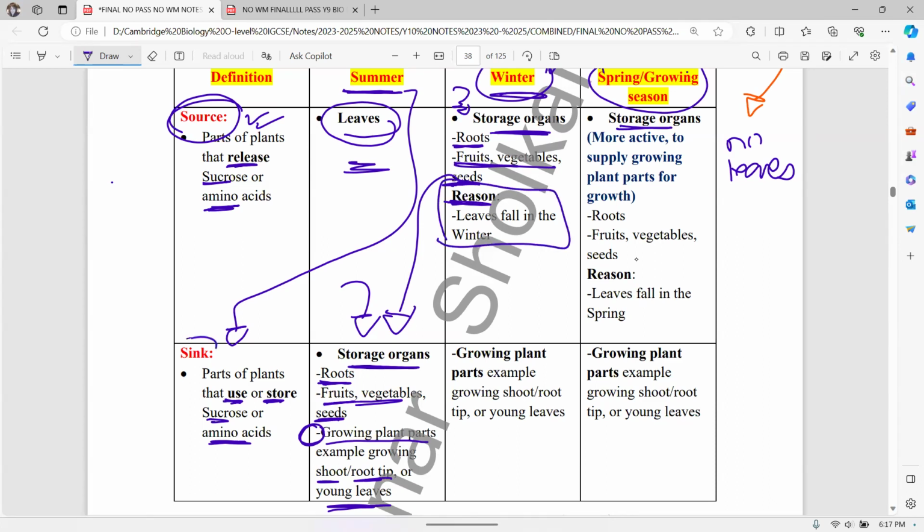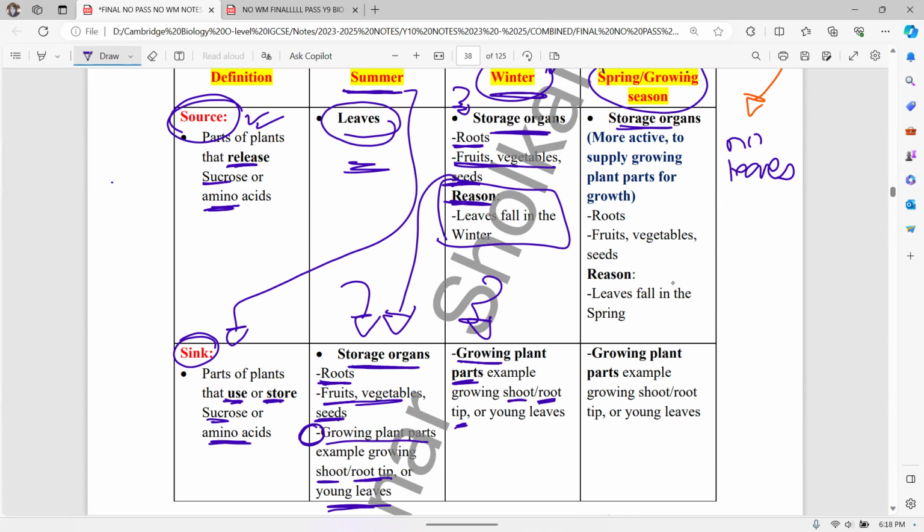Okay? And then when I get them from these storage organs, what is my sink? I will use them where? To grow. The plant is not dead. Yes, it has no leaves, and it is not photosynthesizing, but it is not dead. It is still growing. So the sink in the winter will be the growing plant parts. Give examples. They love examples. Example, a growing shoot, a growing root, a growing tip, a growing leaf that is just starting to grow at the end of the winter season and at the beginning of the summer season.